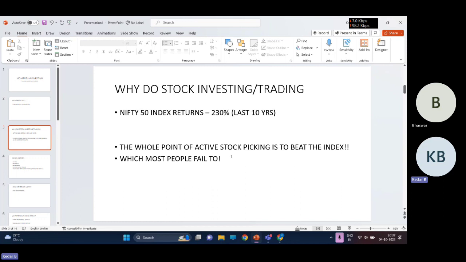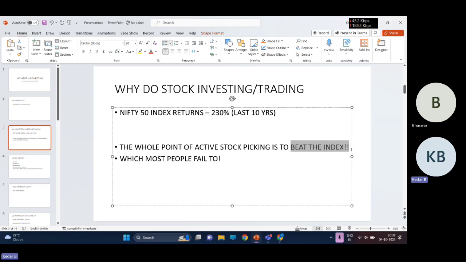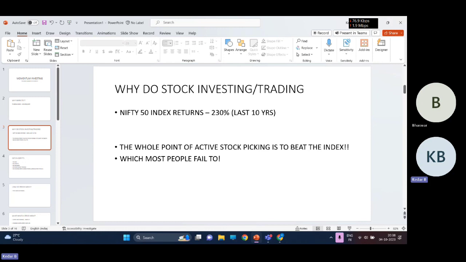I mean, it's a simple question: you are putting in so much of your time, energy, and effort. Why? Because your goal is to beat the index. Beating the index is your goal of active stock picking, which most people tend to forget.